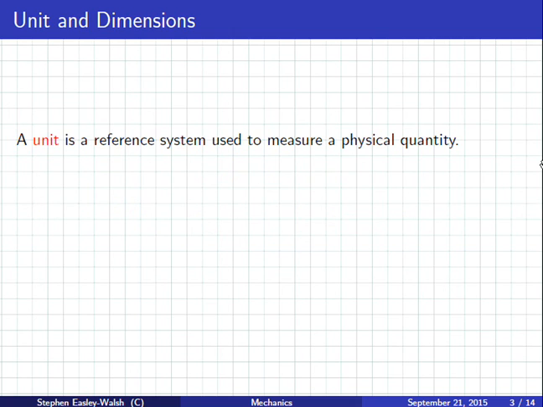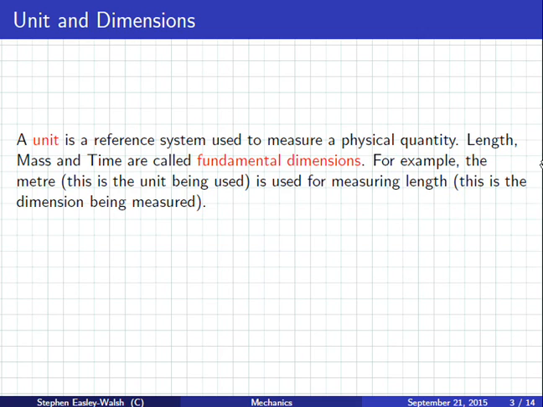Okay, so what is a unit? A unit, now you don't need to write this part down. A unit is a reference system used to measure physical quantity. That's great, but what does that mean? Length, mass, and time are called dimensions. So maybe it's a little bit clearer now. You all know what time is. You know time? And length? And mass. What's mass? This is mass. These are dimensions. And units is what we use to measure them.